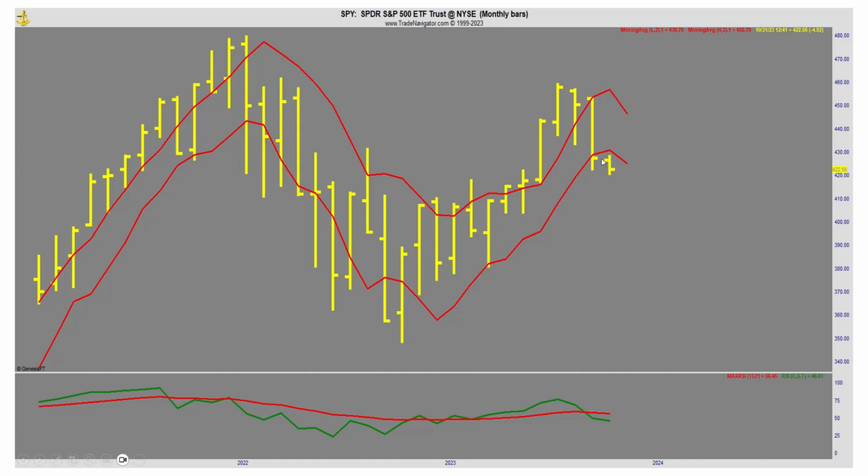But at this point, whether this 430 area holds as resistance is the biggest key for the month. If that does, boy, 418 and 410 may very well not hold. They might get buried pretty good.